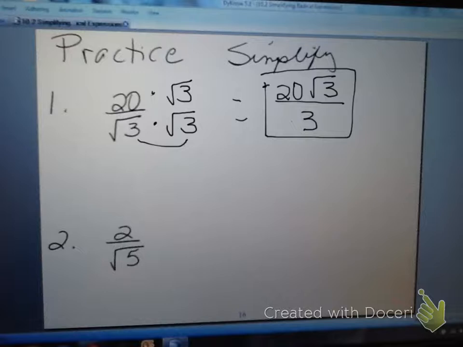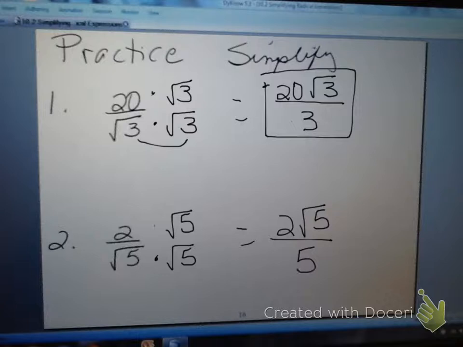Number 2. I'm going to rationalize the denominator by multiplying top and bottom by the square root of 5. So that's 2 square root of 5 over square root of 5 times square root of 5 is 5. And I'm done.